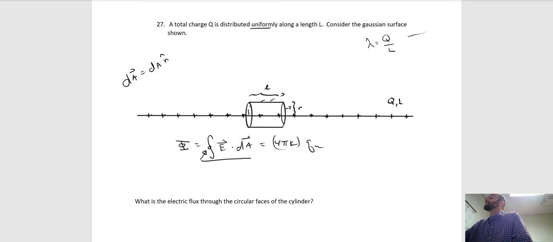Draw normal vectors on surface 1. Draw another normal vector here on surface 2. Then draw at least one normal vector somewhere on the side surface, this surface right here. And then ask yourself, what is the angle between the electric field and the normal vector at each location?